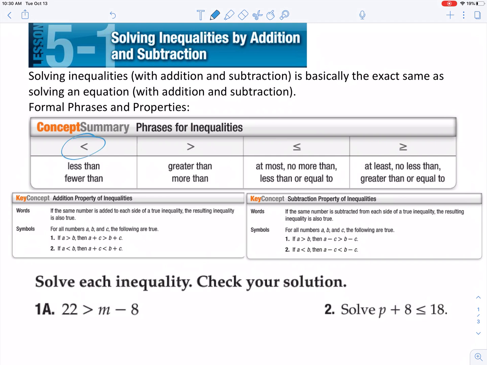We have a less than sign, and then a less than or equal to sign. Notice the smaller side is on the left. Those are less than signs. If it's a greater than sign or a greater than or equal to sign, you'll notice that the bigger side is on the left.